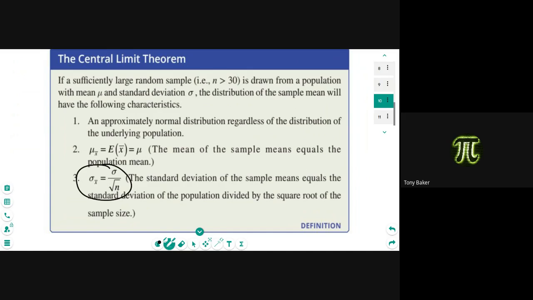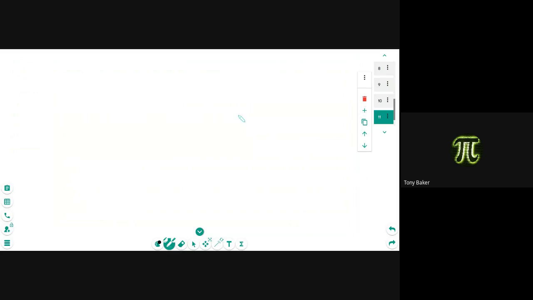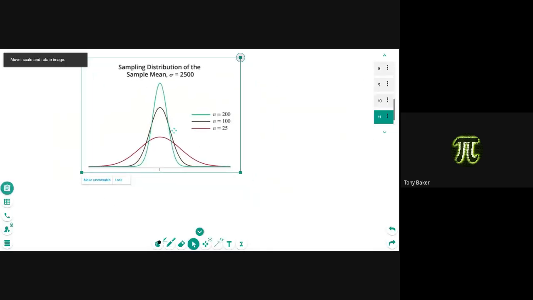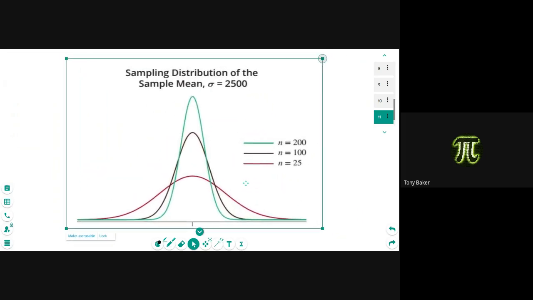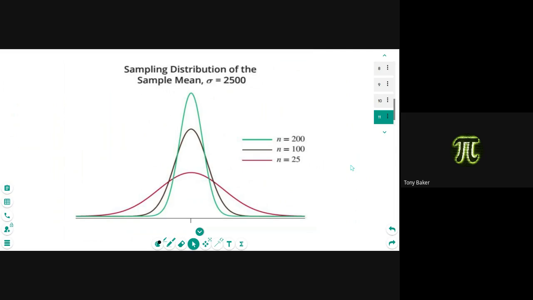Standard deviation, the smaller it gets, what happens to the graph? Standard deviation tells you how much it's what? Yeah, it's spread, right? It tells you spread, correct? So the smaller the standard deviation, the more compressed it's going to be. So as that number gets bigger, we have a tighter and tighter graph. Okay.